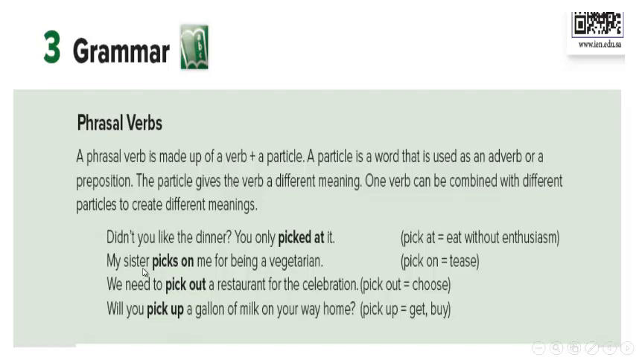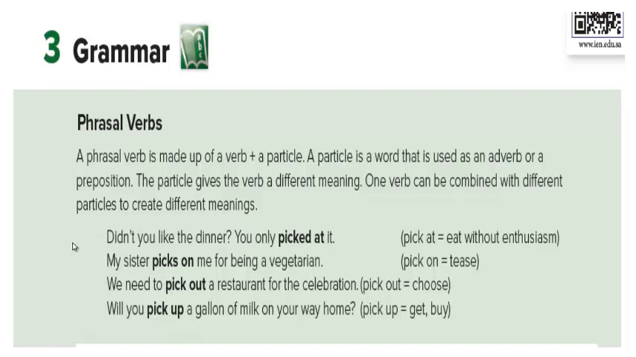It's about phrasal verbs. A phrasal verb is made up of a verb plus a particle. A particle is a word that is used as an adverb or a preposition. Okay? The particle gives the verb a different meaning. One verb can be combined with different particles to create different meanings. Okay?